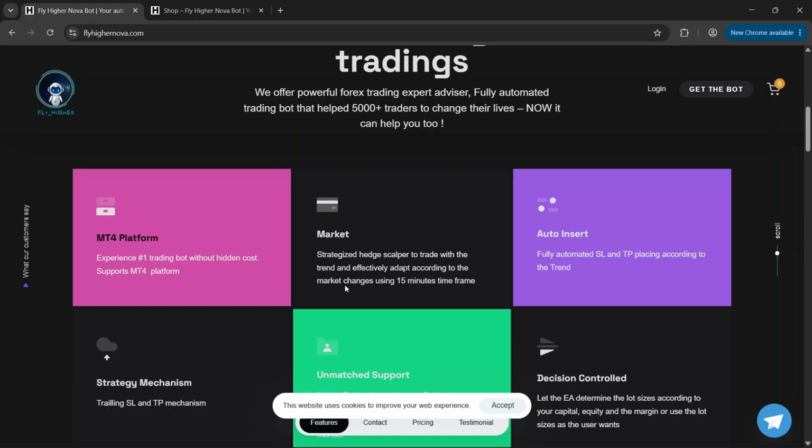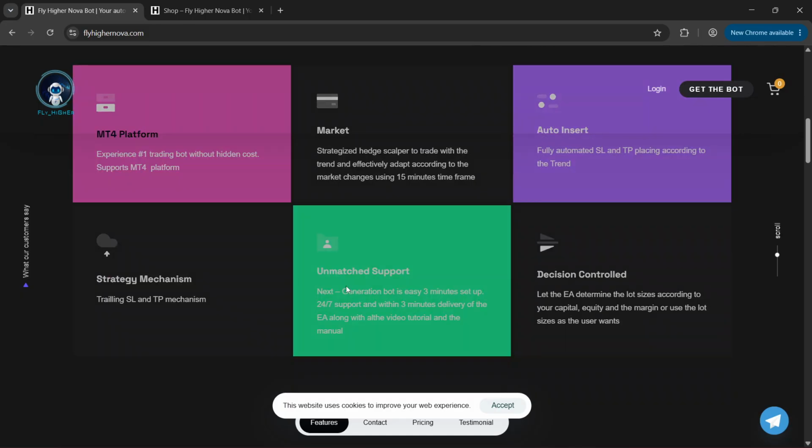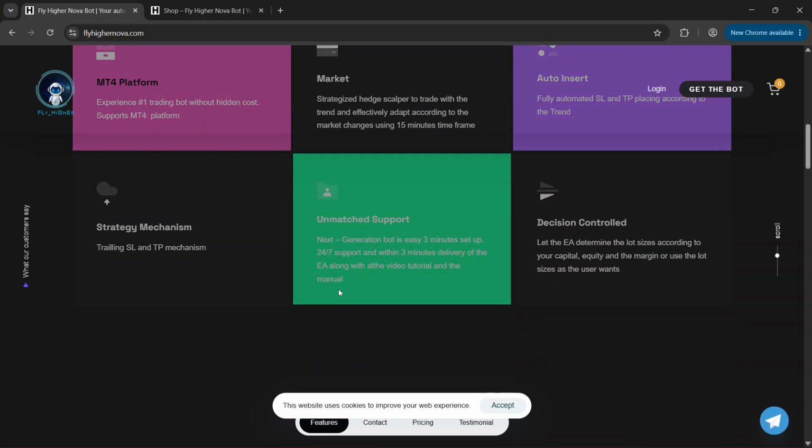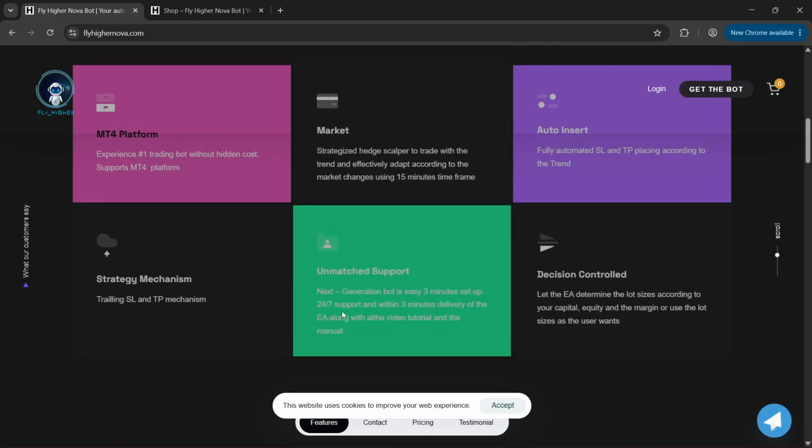The core pitch is that it uses advanced calculations to open and manage trades automatically, placing stop loss and take profit levels right away according to its own strategy, then trails those levels. And the lot size can be fixed by you or calculated automatically based on your capital, equity, and margin. The emphasis is fully hands free, works on any currency pair, any broker, any account type, and just sits inside your terminal for MT4.